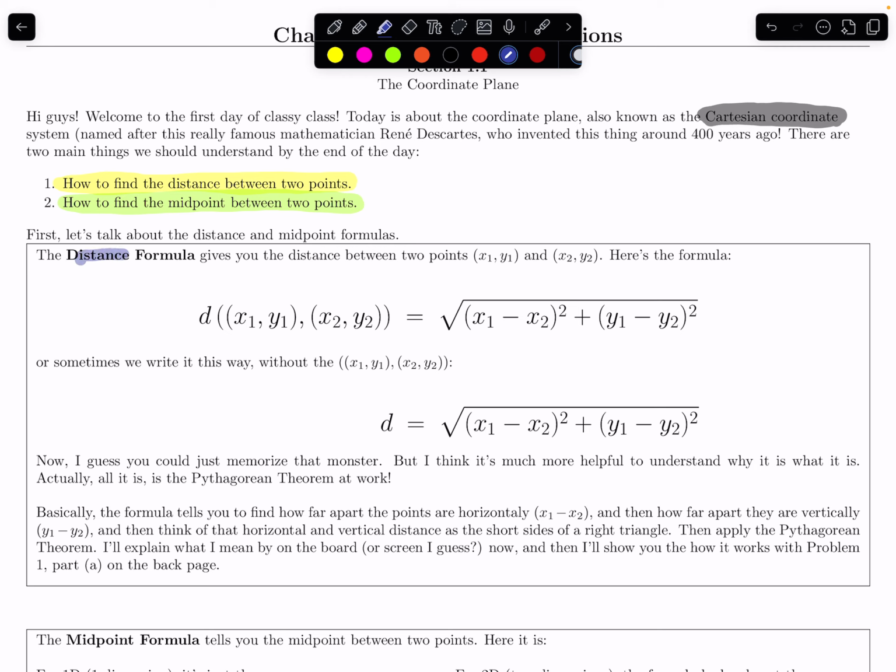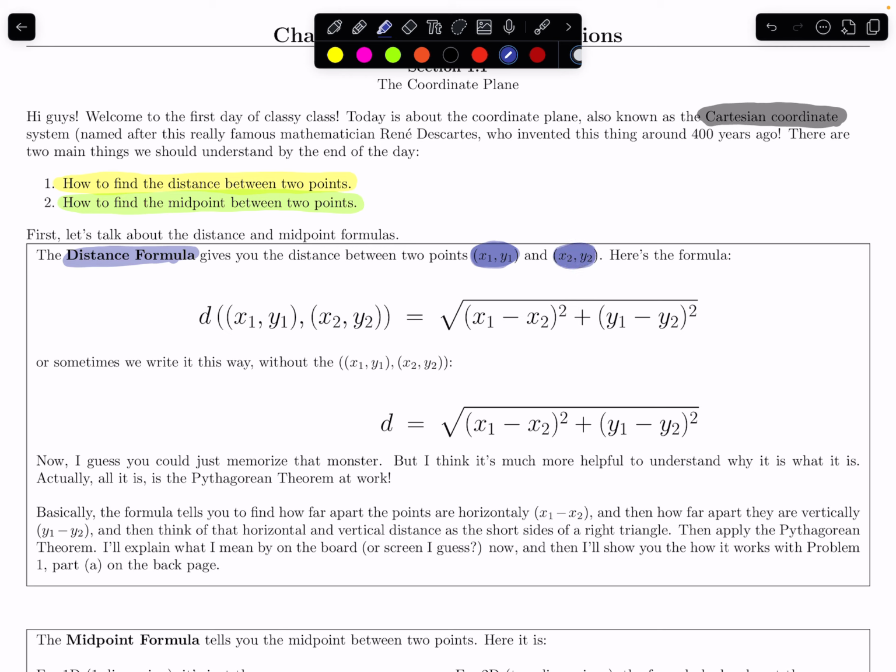Okay, it says distance formula. It gives you the distance between 2 points, x1, y1, where the x part is the horizontal distance and y is the vertical distance from the origin. x2, y2 is a different point. The little subscript 1 tells you that's belonging to the first point, and the little subscript 2 tells you that's belonging to the second point.